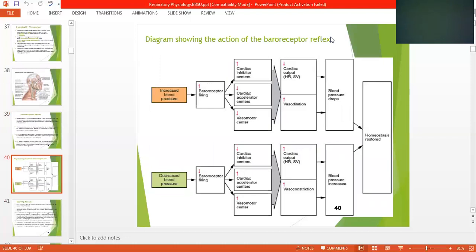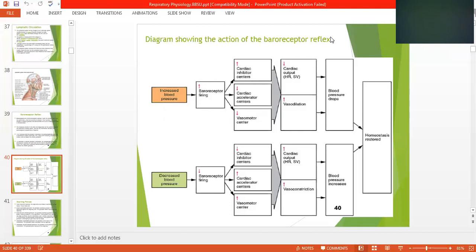Here it is showing the baroreceptor reflex actions. Cardiac inhibition centers are there. Baroreceptors can decrease the heart rate, or the cardiac accelerator can increase the heart rate, or the vasomotor centers control the vessels, cardiac output, vasodilatation, and blood pressure drops. Then homeostasis means balance of the blood pressure.